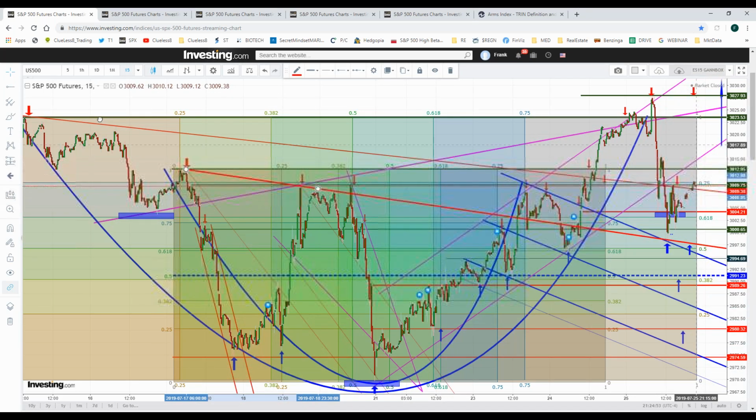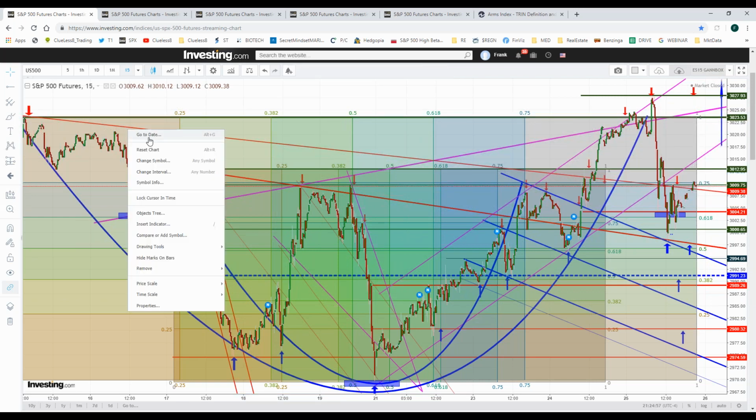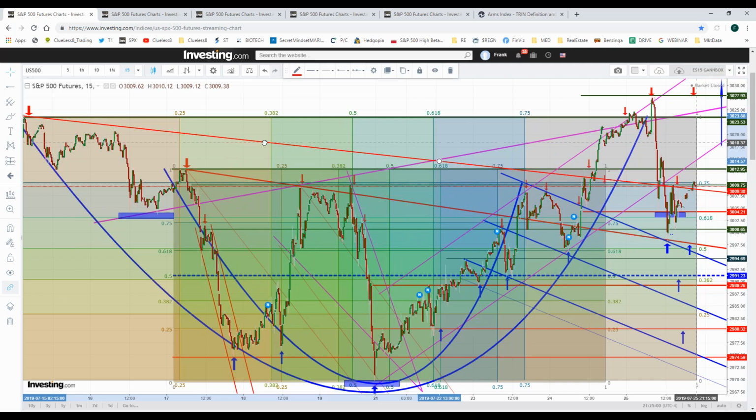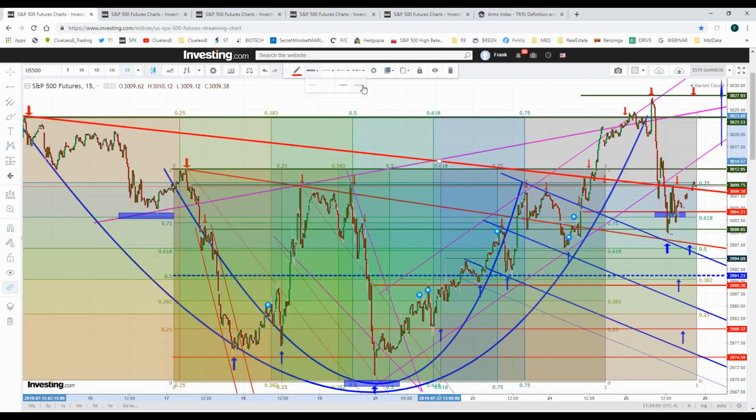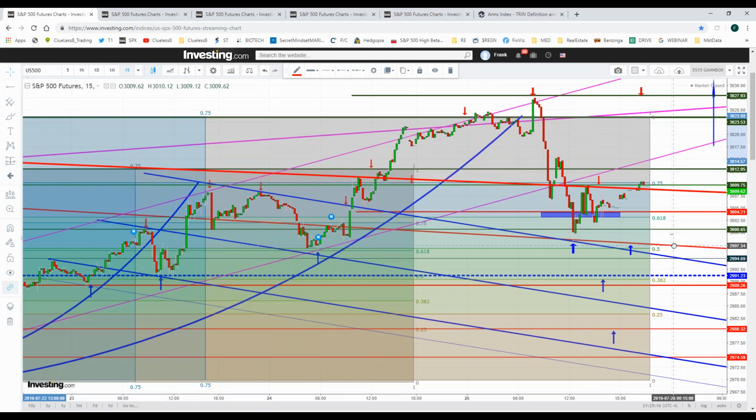Not this big one. Let me make that a little larger. No, I see the one you're talking about, though. You see that, right? Yes. So you see this, this one, it hits that, it hits the cup and handle breakout, boom, takes off. So let's enlarge it. So there we are.